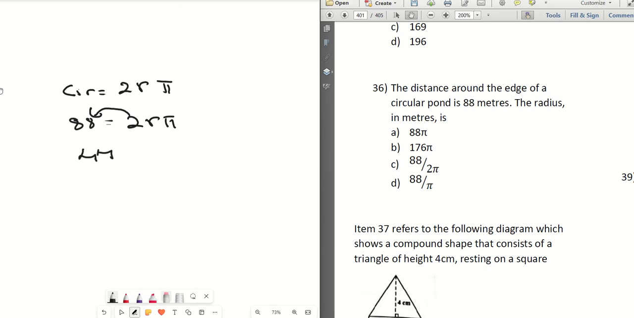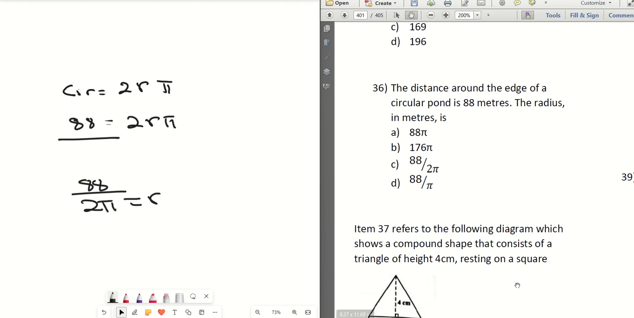We want to make r the subject. Let's carry across the 2. If you carry across everything else except r, that would be 88 over 2 pi is equal to r. If you look at that, you're looking for 88 over 2 pi, which is C. So your answer for number 36 is C.